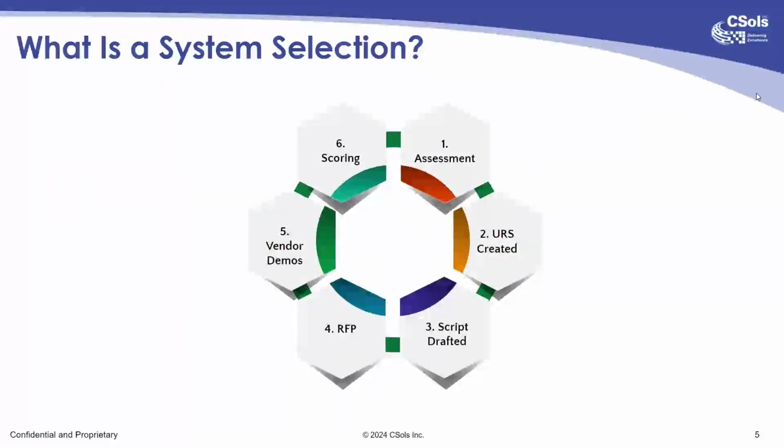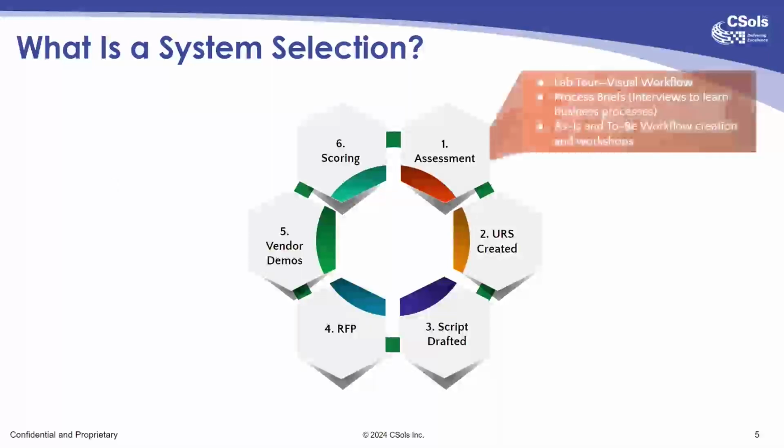So what is a system selection? The first step of a system selection is our assessment. This is one of our critical processes in a system selection. This includes a lab tour. This helps give us a visual workflow of your day-to-day business processes. We go through our process briefs. So those are interviews to learn about how you do things in your different groups. We want to go start to finish for your workflow.